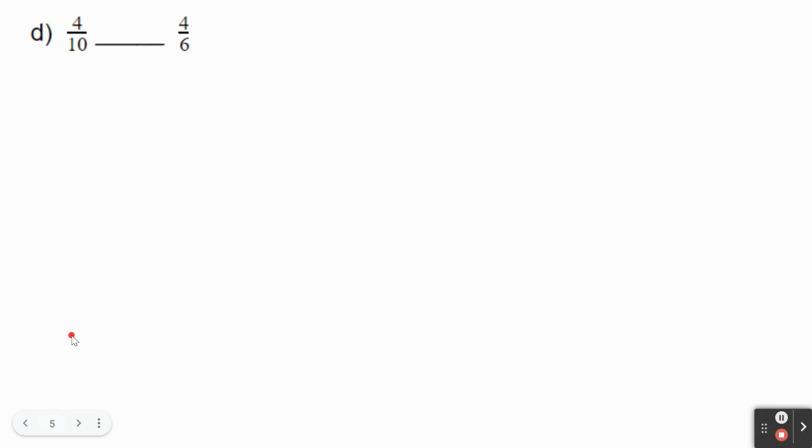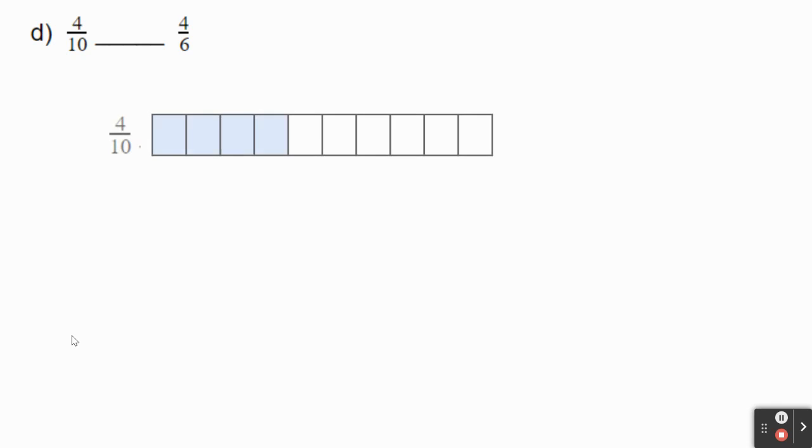Now let's compare 4/10 and 4/6. We're going to use a few less supports for this problem. With 4/10, we're going to draw a model that has 10 parts and 4 of them are shaded. Half of this model shaded would have 5 parts shaded since half of 10 is 5. So this is only one part away from having half this model shaded, which means that 4/10 is closest to the benchmark 1/2. It's just a little less.